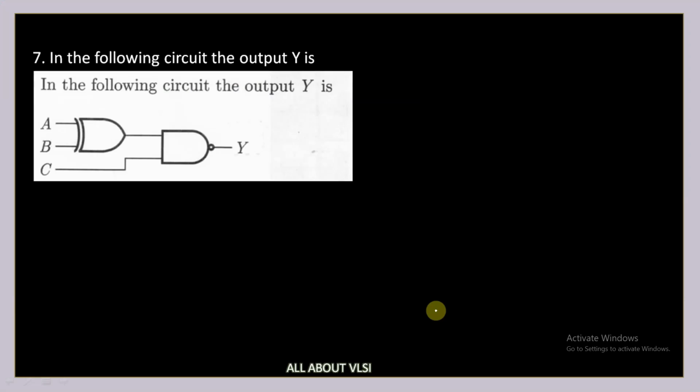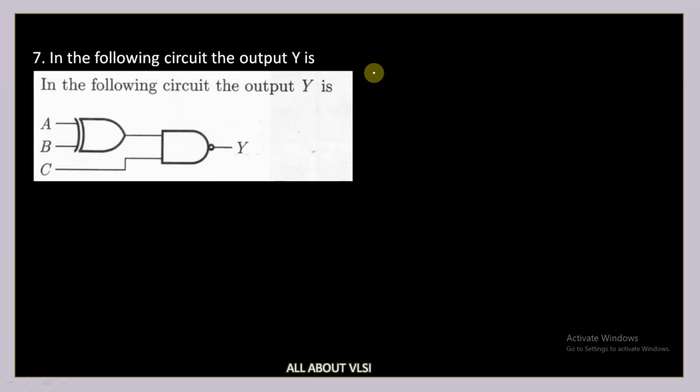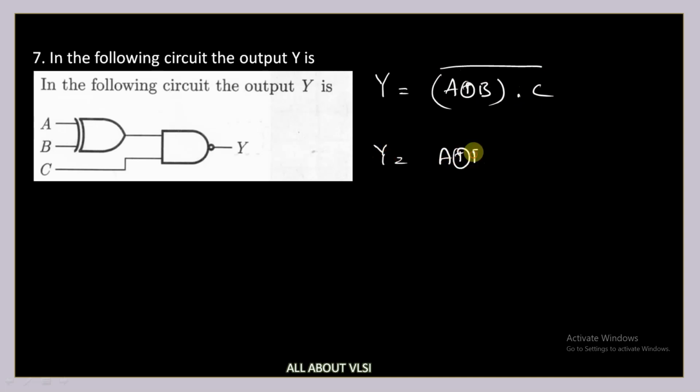Now solve this question and please let me know in the chat box. Yes, so let me solve this parallelly. So y, which is nothing but (A XOR B) dot C the whole bar. Okay, this is the equation we are getting. Yes, so if I apply De Morgan's law, that is (A XOR B) bar plus C bar. Okay, and that is y equal to A bar B bar + AB + C bar. So this is my final answer.